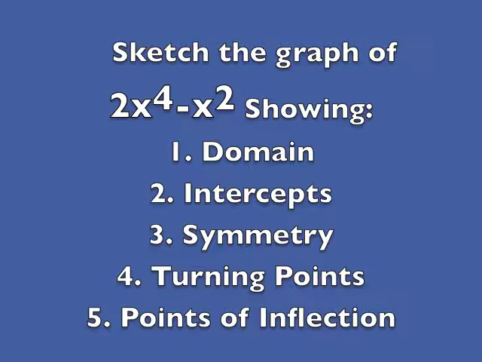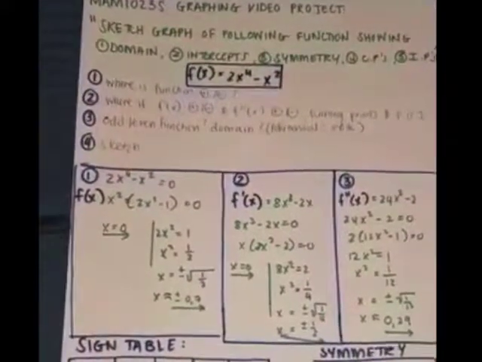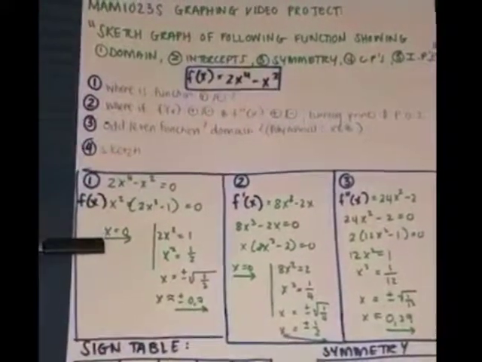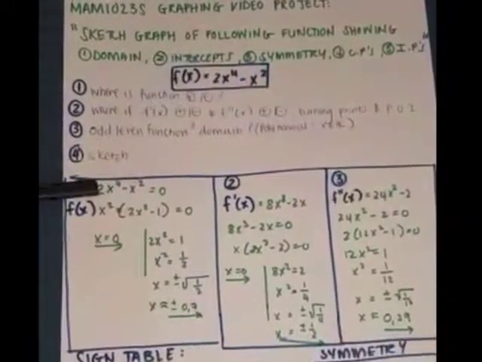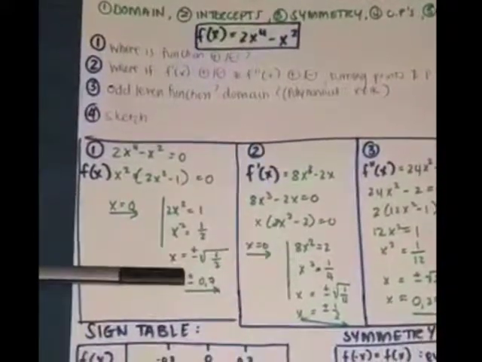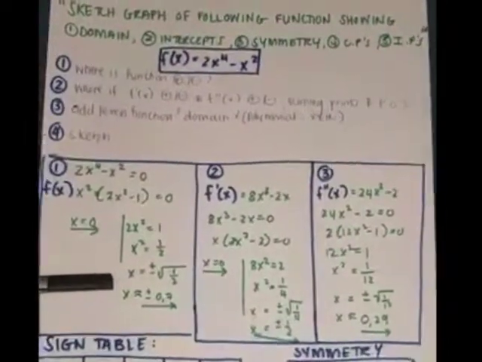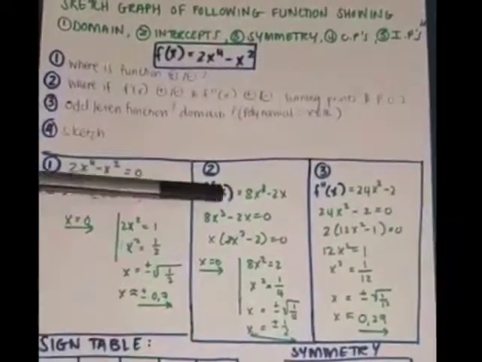And the domain. We can clearly see from the question, 2x to the 4 minus x squared, that it's a polynomial, and that means that the domain extends over all real numbers. So when we are solving for whether the function is positive or negative, we are looking for any solutions to the equation 2x to the 4 minus x squared. And as we solve for this, we get that x equals 0 and x is equal to positive or negative 0.7.